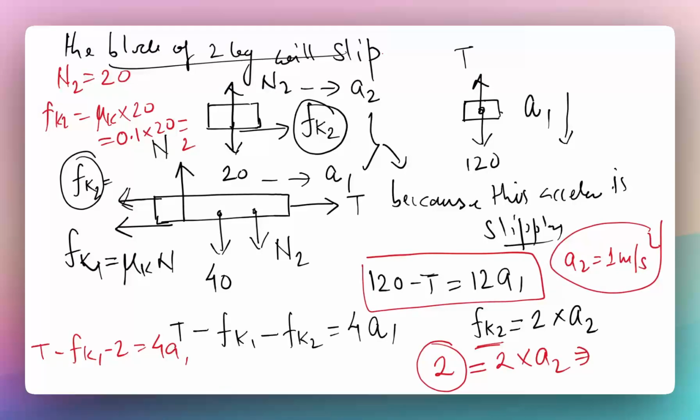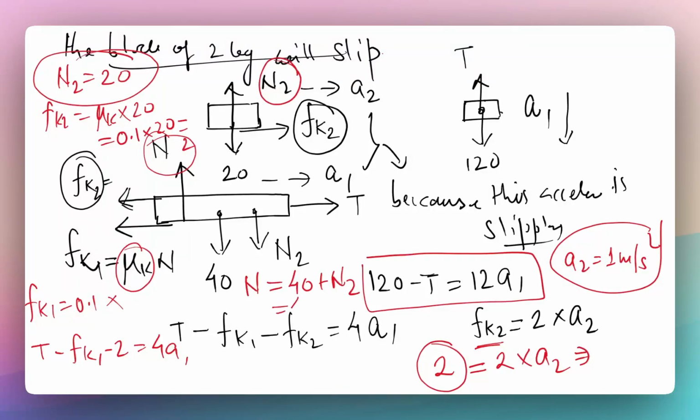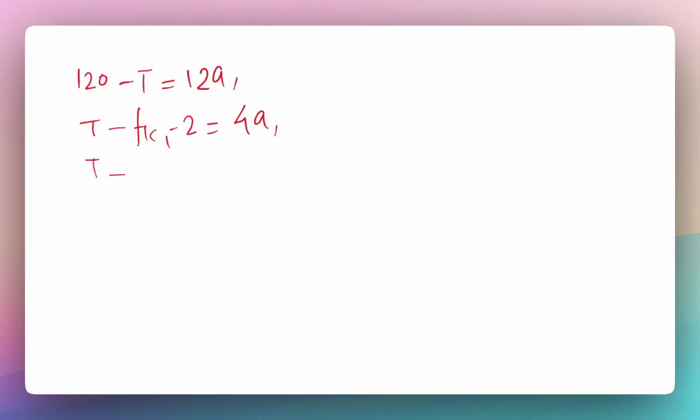So let's do Fk1. Fk1 is going to be coefficient of kinetic friction, which is 0.1, multiplied by the normal reaction. So we look at the normal reaction here, which is going to be N equals 40 plus N2, in the vertical direction, where this is upward and these two are downward. What is the value of N2? We have already calculated it to be 20. So we make it 40 plus 20, which is 60. We have N, which is 60, multiplied by 0.1, which is going to be 6 newtons. Now T minus 6 minus 2 is equal to 4A1. So T minus 8 is equal to 4A1.